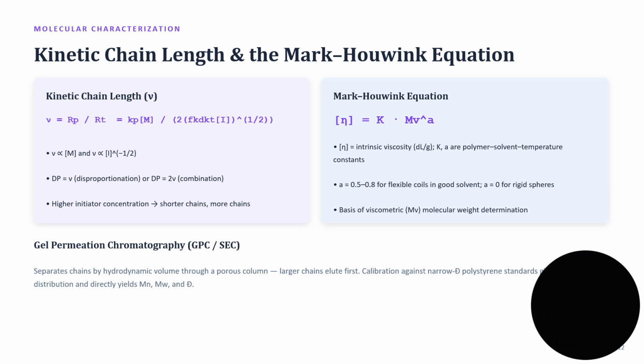This equation is the theoretical basis for viscometric molecular weight determination, a simple classical technique still widely used. Finally, gel permeation chromatography, or GPC, also called size exclusion chromatography, where polymer chains are separated by hydrodynamic volume as they pass through a porous column. Larger chains can't penetrate the small pores, so they travel faster and elute first. By calibrating against narrow dispersity polystyrene standards, GPC gives you the complete molecular weight distribution in one experiment, directly yielding Mn, Mw, and dispersity.